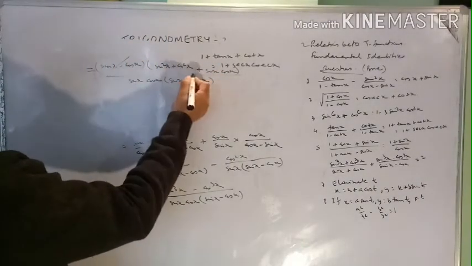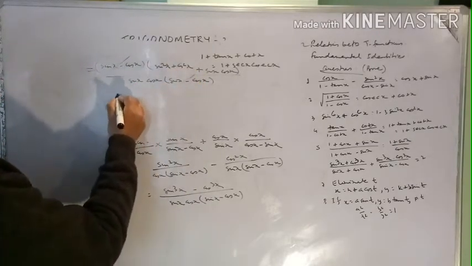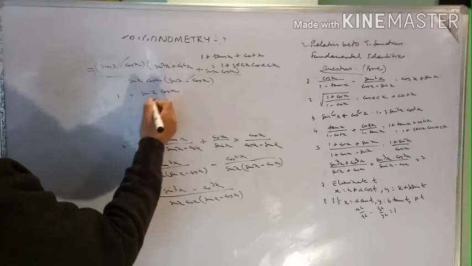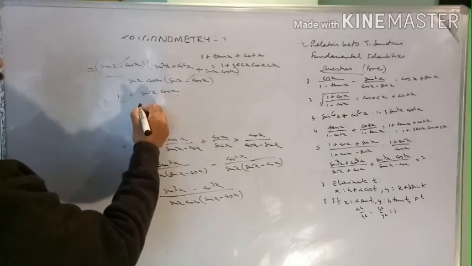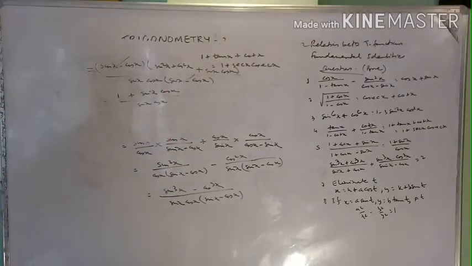So this sin x minus cos x gets cancelled. You know sin square plus cos square is 1, plus what you get, sin x cos x, divided by sin x cos x.